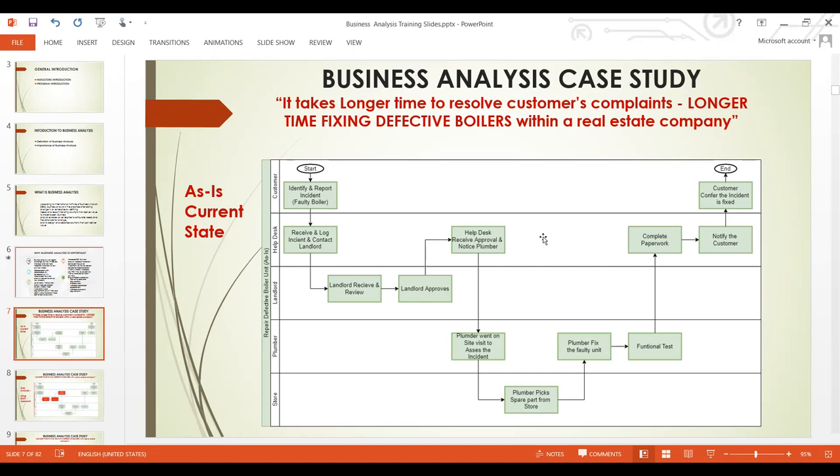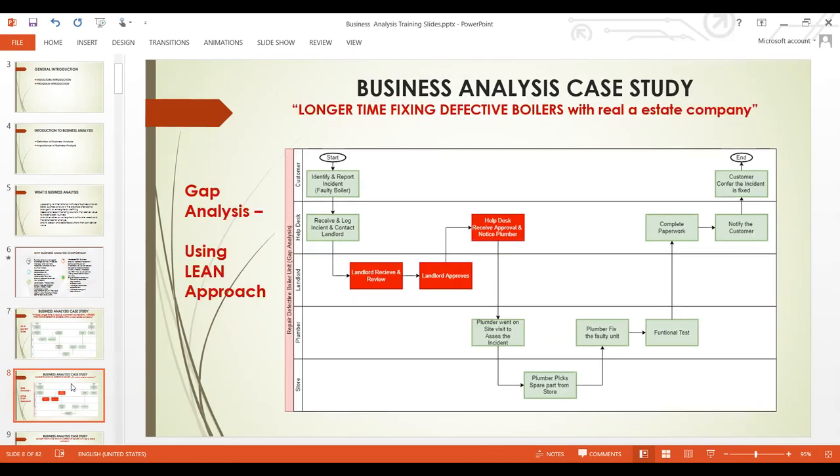And to do that, we are going to dive into what we call gap analysis. There is a gap in this process that is not making this process work. It's either we need to add something or we need to remove something, but there is a gap in the process. So that is what we are going to do now. We need to identify the gap to make sure that we reduce the time.